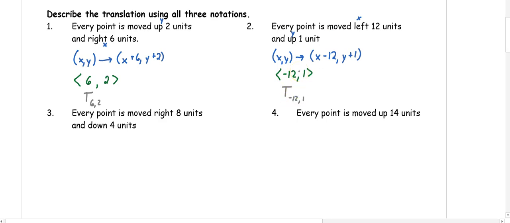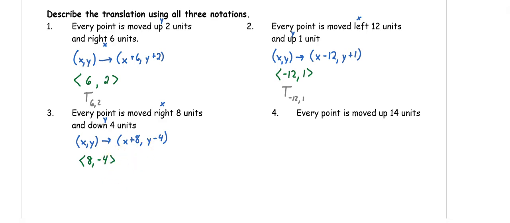Number 3, every point moves right 8 and down 4. So right 8 is our x coordinate, down 4 is our y coordinate. So my coordinate notation would be x comma y changes to x plus 8 because we're going to the right, y minus 4 because we're going down. My vector notation, I'm going to take those numbers, 8 comma negative 4, inside the vector brackets, and my subscript, T with a subscript of 8, negative 4.